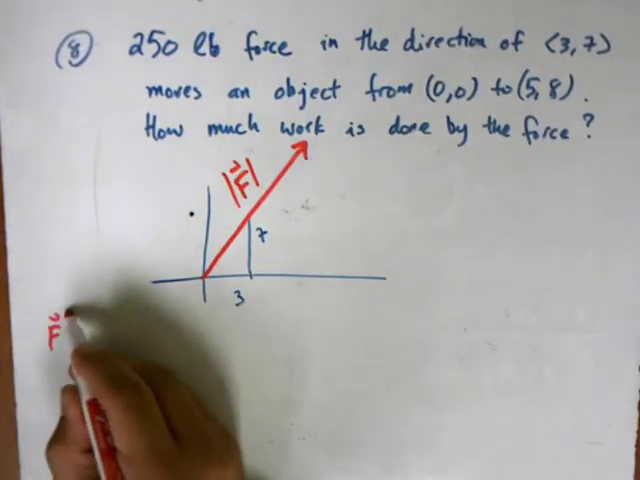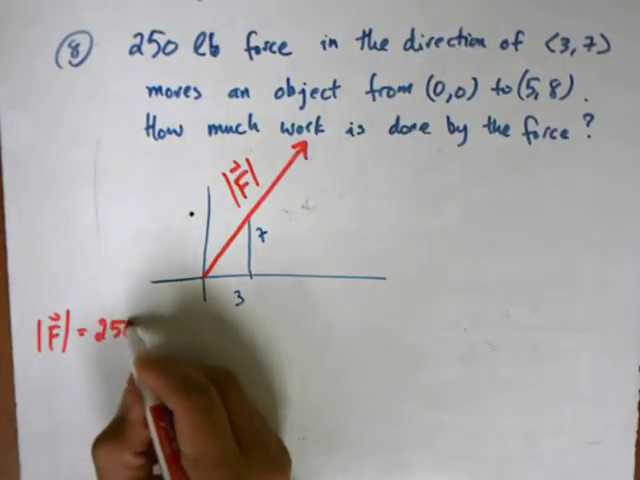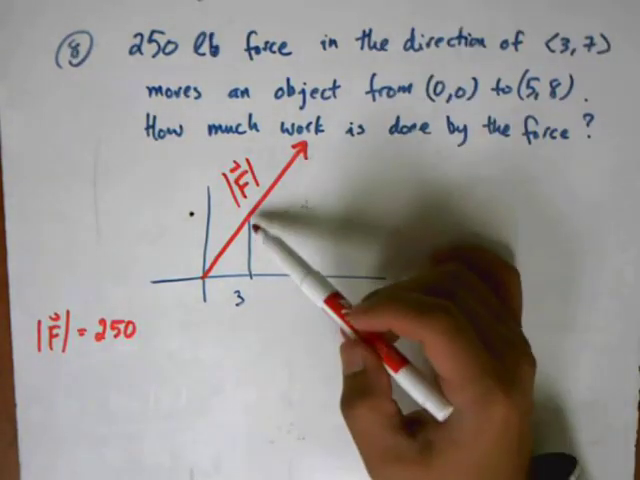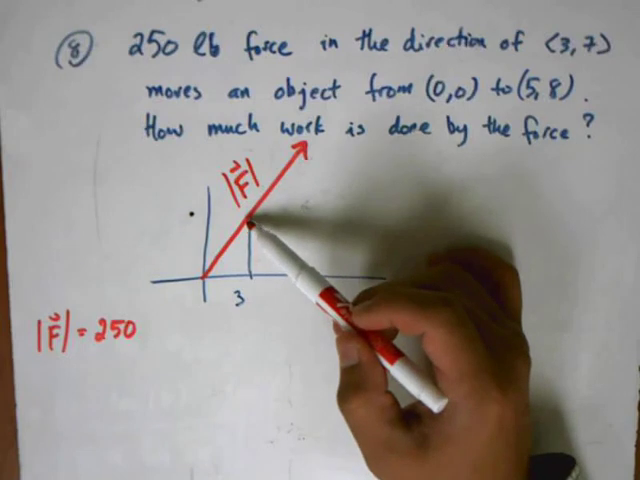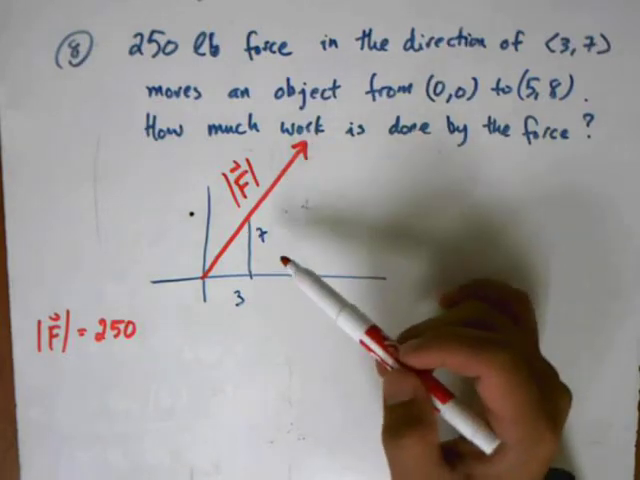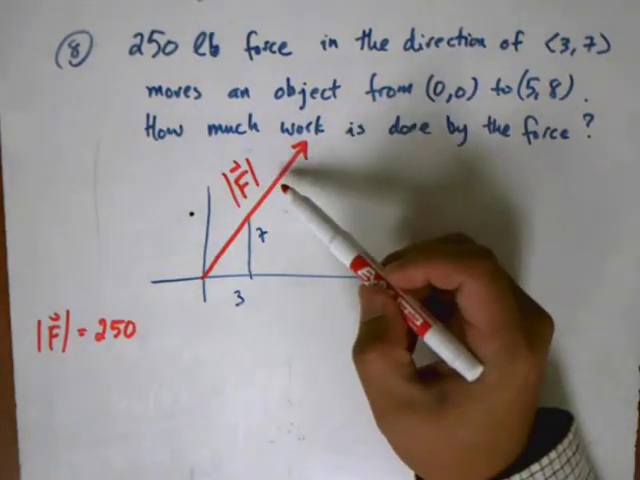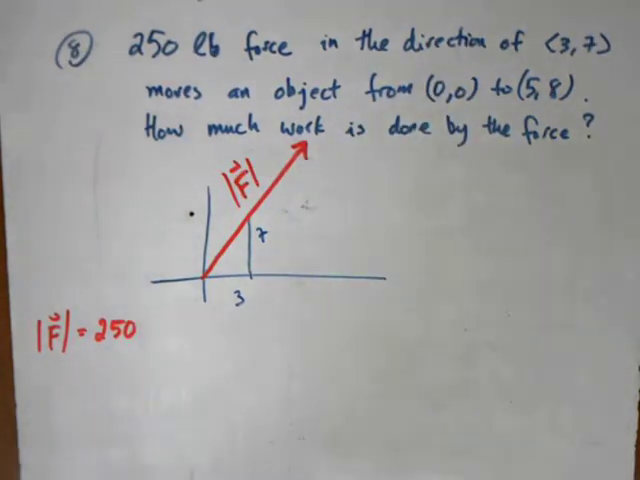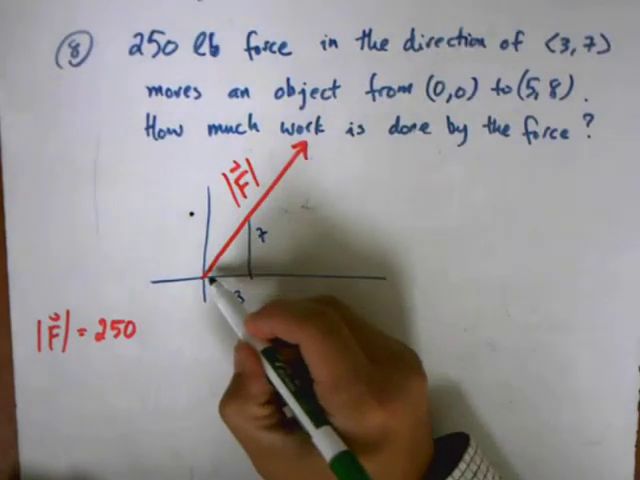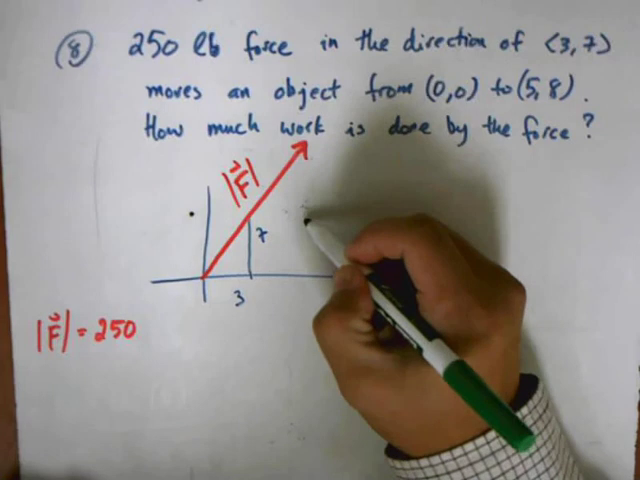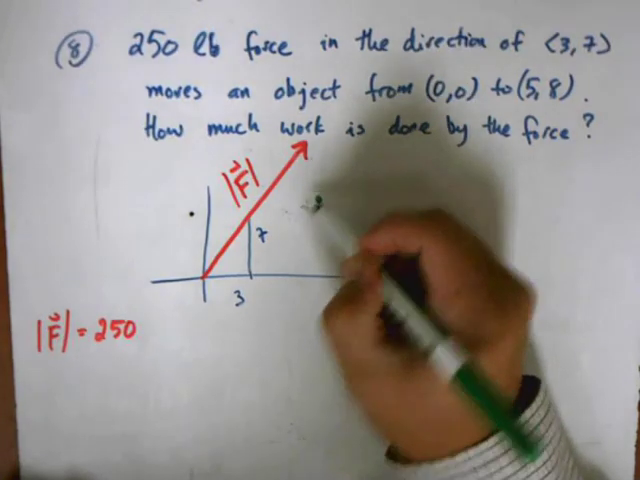That's the magnitude of F. Okay. And the magnitude of F is 250, which is different than the magnitude of 3,7. It might go exactly 3,7, or it might go a little bit more, or it might go a lot more. But this 3,7 here only gives us the direction. It does not tell us the exact components of this force. Okay, and then it moves an object from 0,0 to 5,8. So it goes from 0,0, so approximately 5 over and then 8 up.